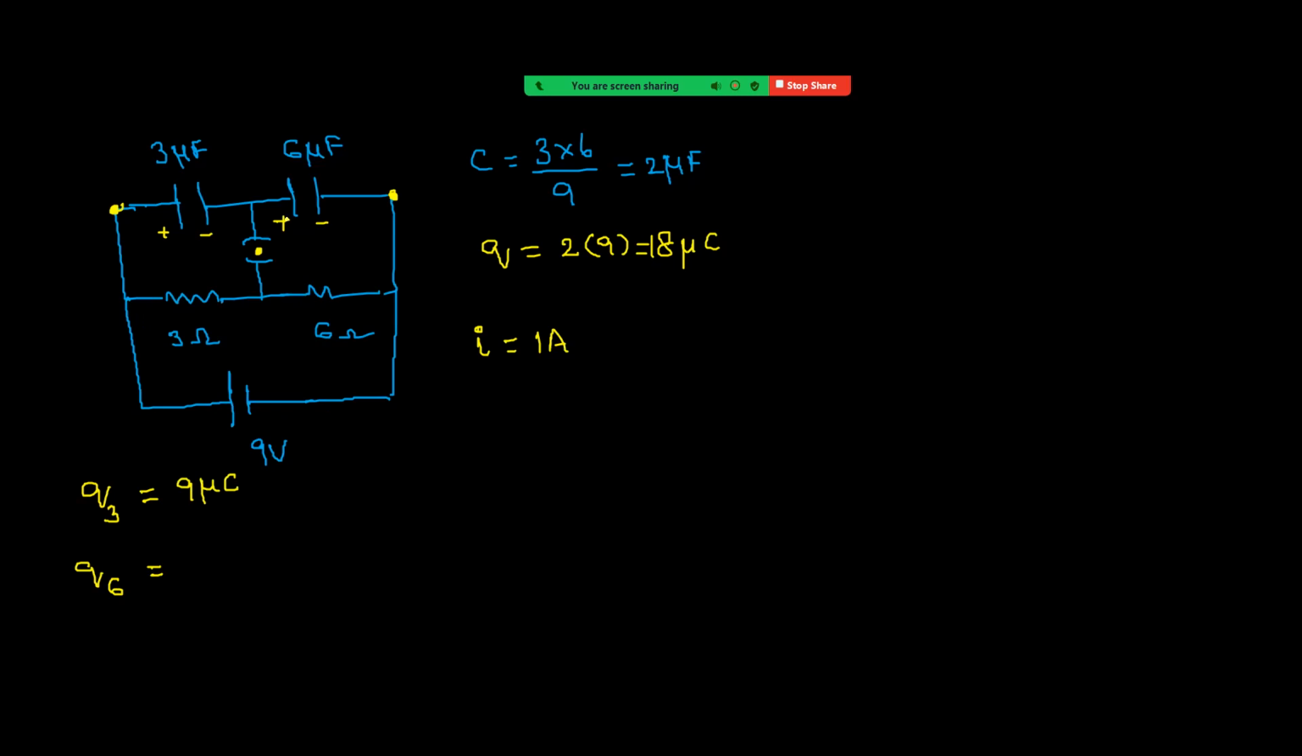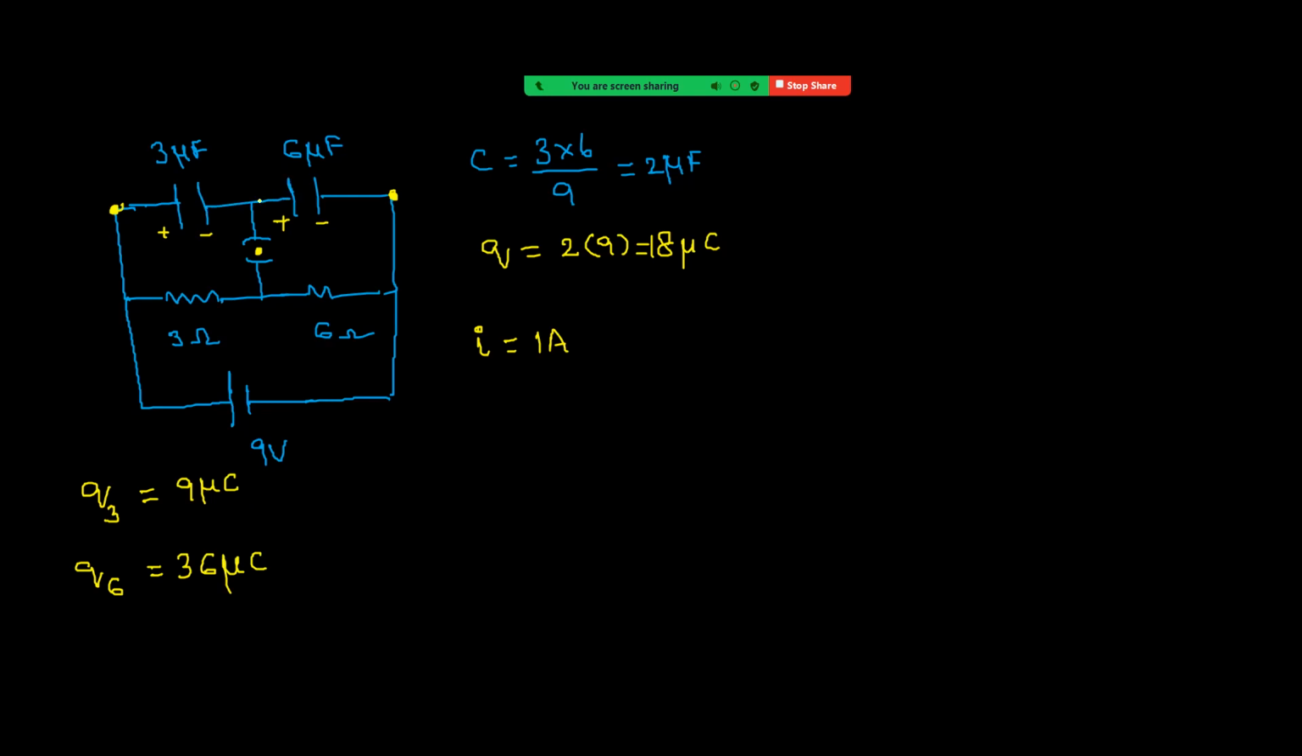Coming to the 6 microfarad capacitor, the potential difference across it equals the potential difference across the 6 ohm resistor. Across the 6 ohm resistor the potential difference is 6 volt. So 6 into 6 is 36, that is 36 microcoulomb. Now see carefully these two inner plates.